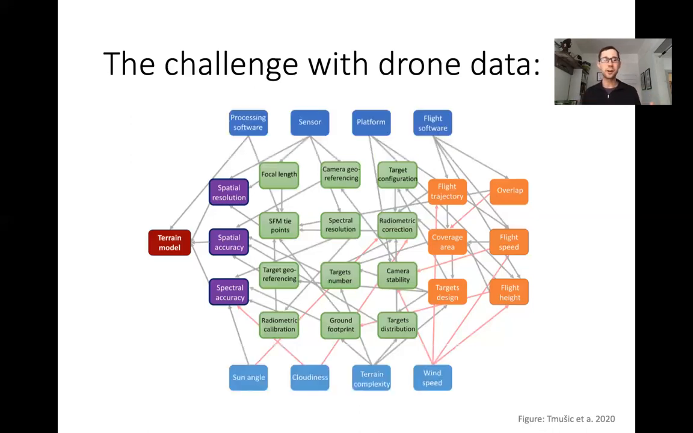And those in turn are affected by both the physical environment, things like sun angle, cloudiness, in addition to aspects of the software environment, like what platform we're using, what sensor we're using, what software we're using to control the drone. So it is my goal today to cut through some of this complexity and focus on what are the key things that you guys need to know for successful drone data collection.